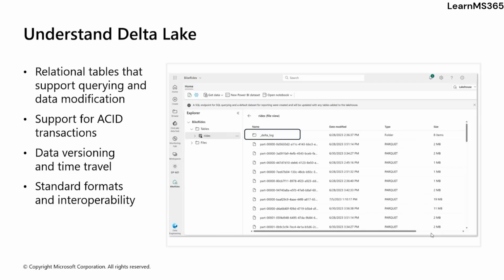Okay. These Delta Lake tables also offer data versioning and time travel. Okay. So because all the transactions are logged in the transaction log, you can track multiple versions of each table row and even use the time travel feature to retrieve a previous version of a row in a query. Not only this, it also supports batch and streaming data.